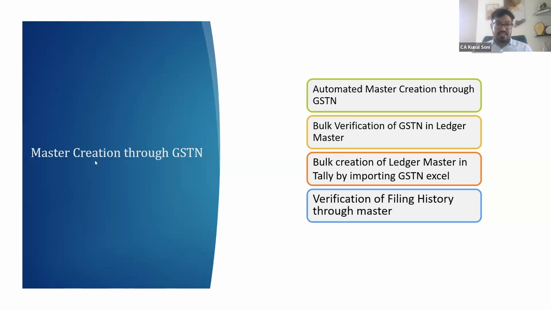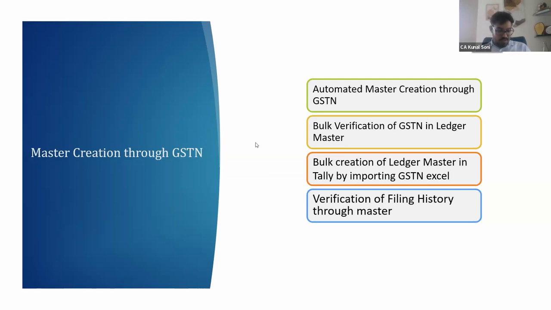Now, discussing how we can create masters in Tally directly through GSTN. What's the basic importance of the same? When a user is manually creating any master, there are high chances that there could be some sort of errors in it. The user may have entered a wrong GST number. Maybe there is a mismatch in party name, address, PIN code, or any other thing.